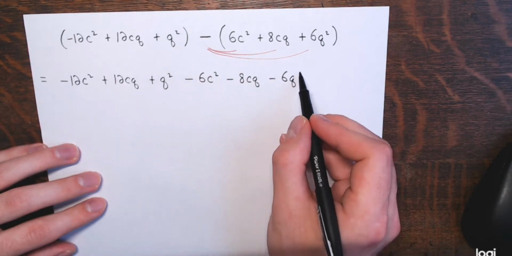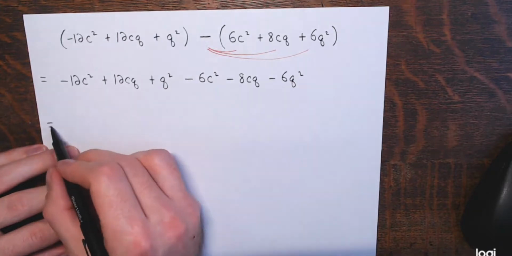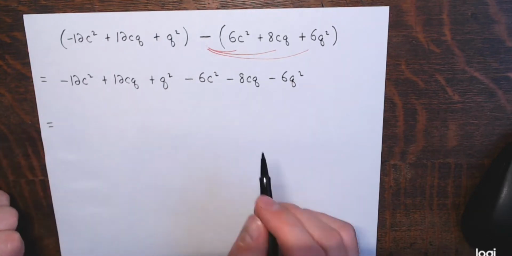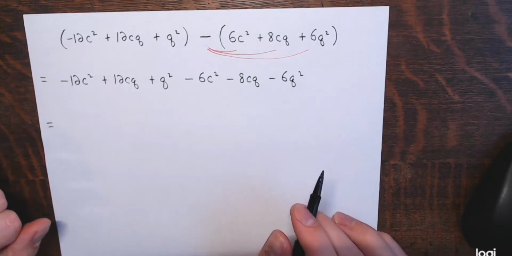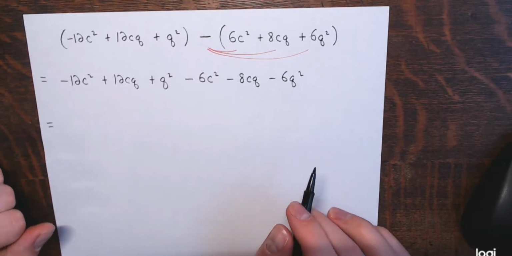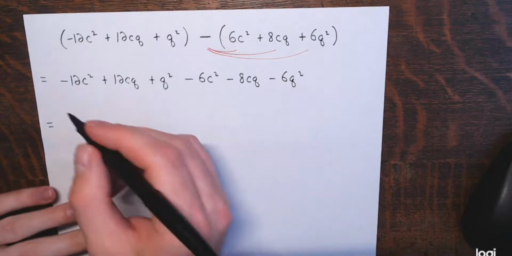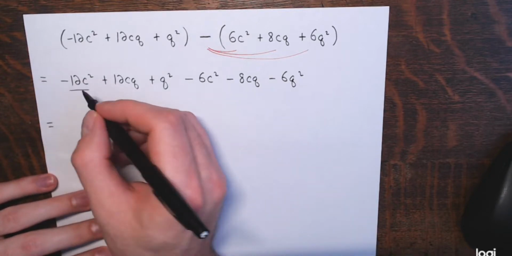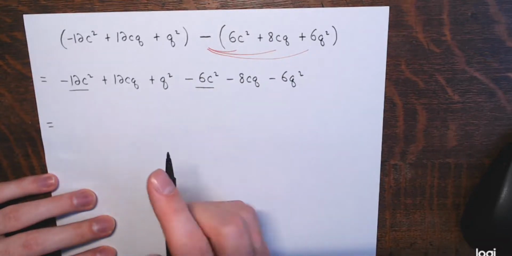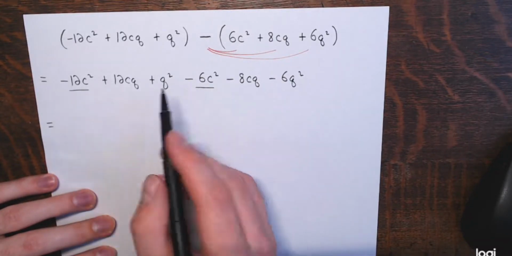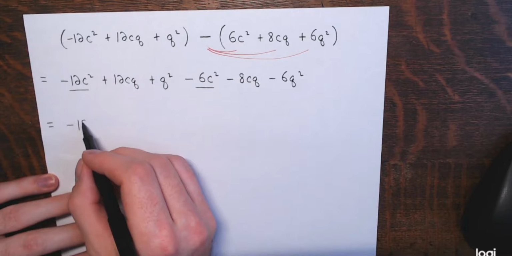All right, and now I'm going to combine the like terms. Or you can rearrange them. You can rewrite it and use the commutative property to reorder these things so that like terms are next to each other. But I'm just going to underline them. So here are the c squared terms. Those would go together. Negative 12 minus 6 is negative 18. So I have negative 18 c squareds.